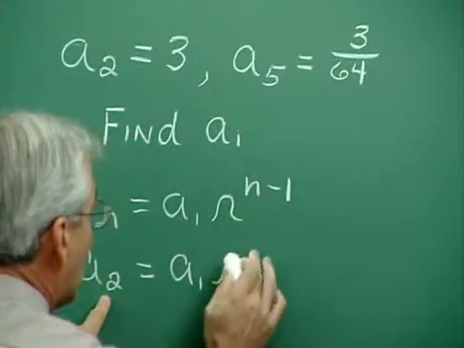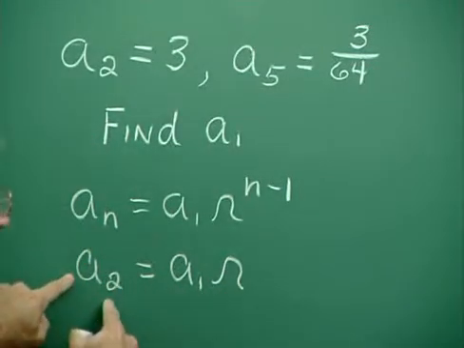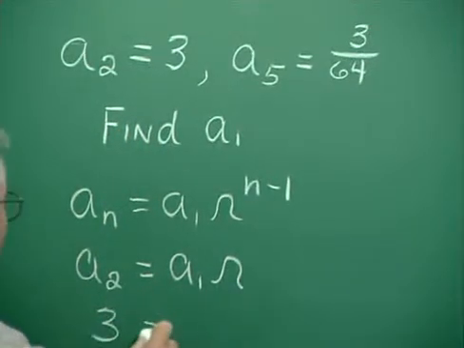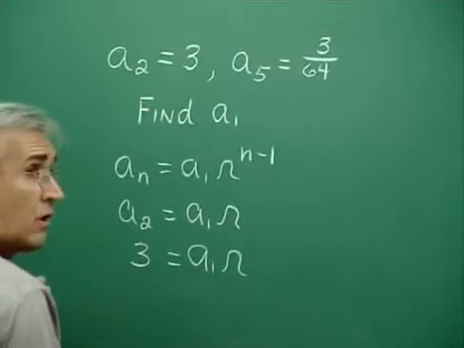I'm not going to write the 1 here, but it's just a sub 1 times r. And we're given the information about the value of a sub 2. It's 3. So this is 3 equals a sub 1 r. That's all that we know so far about this.